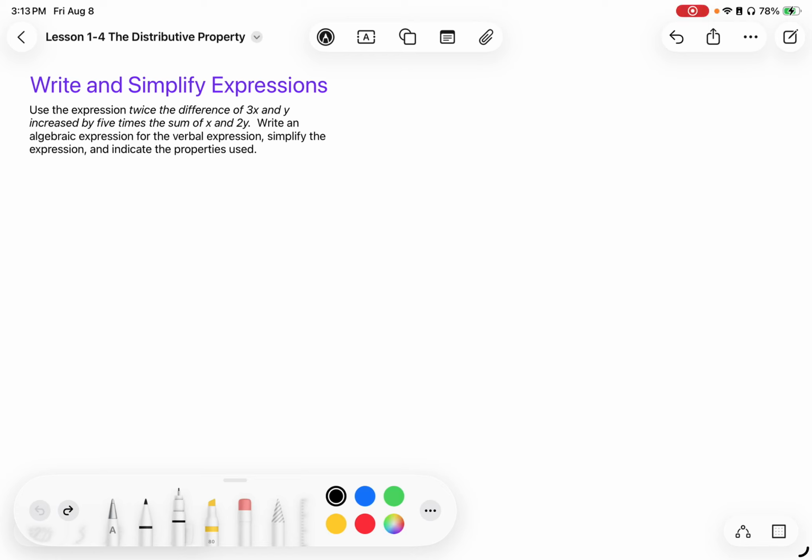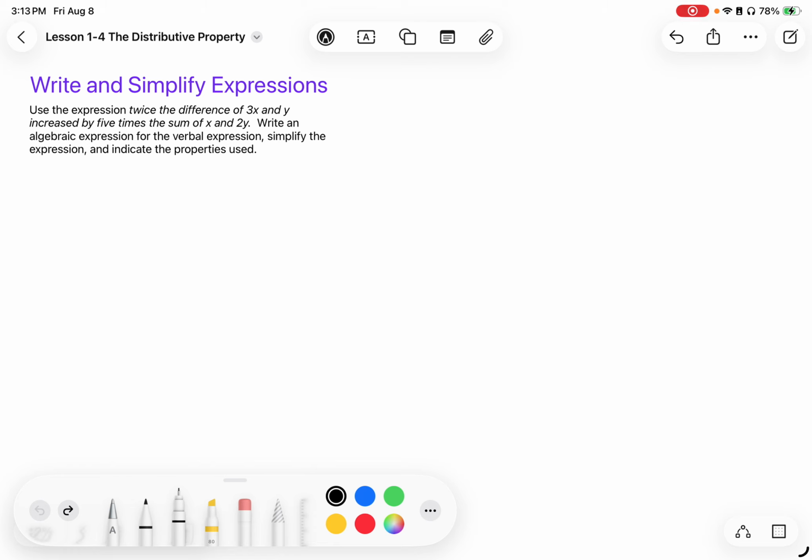We've got a few things going on in this problem here. We're going to take an expression that is written verbally, which means it's just written in words. We're going to turn the words into algebra. Then we're going to simplify the algebra. And as we are simplifying it, we're going to name the properties that we're using. Okay, so let's go ahead and start off with the words.